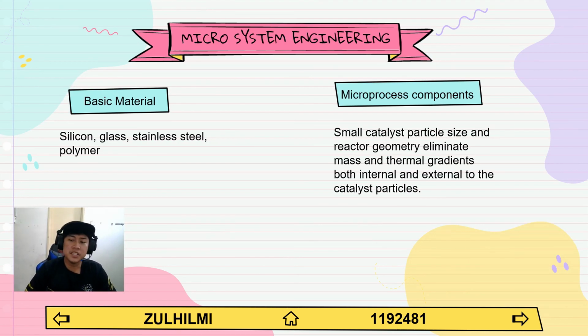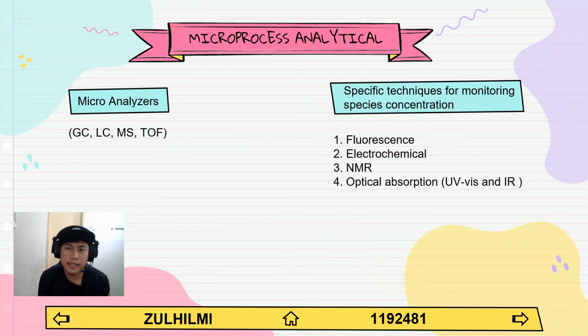Third is microsystem engineering. Basic materials are silicon, glass, stainless steel, and polymer. Microprocess component: small catalyst particle size and reactor geometry eliminate mass and thermal gradients both internal and external to the catalyst particles. And lastly, microprocess analytical. We can use microanalyzers such as GC, LC, MS, TOF, and specific techniques for monitoring species concentration. We can use fluorescence, electrochemical, NMR, optical absorption such as UV and IR.